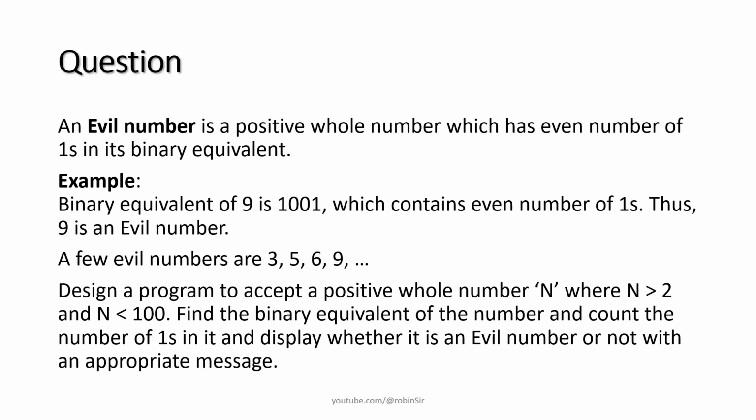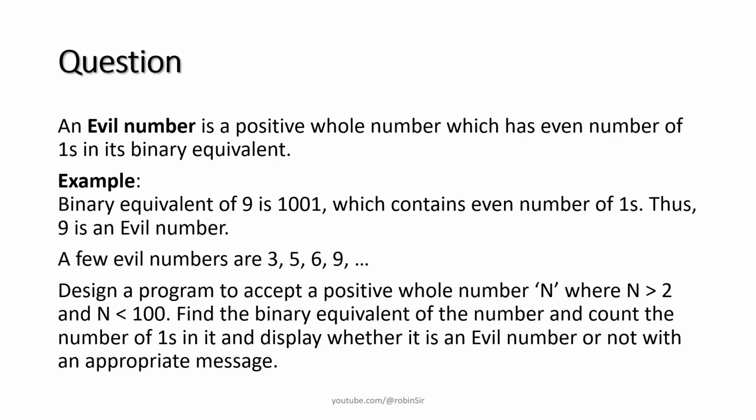Consider the number 9. The binary equivalent of 9 is 1001. Now 1001 contains even number of ones. Thus, 9 is an even number. A few even numbers are 3, 5, 6, 9 and so on.